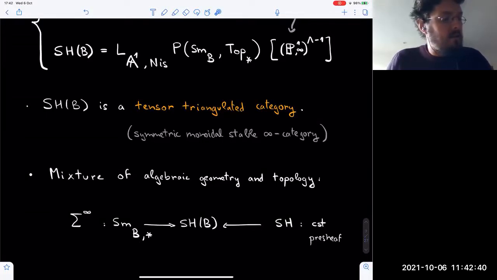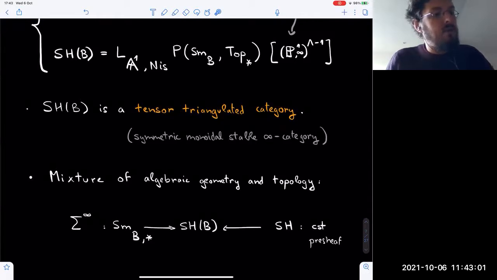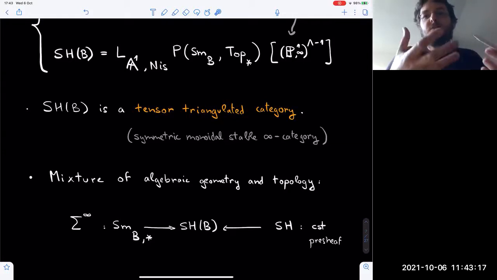You can take a base B, a smooth scheme over the base, and a point with a point. So just a section, a B point. Then you have a functor called the infinite suspension functor, which you should think of as the Yoneda embedding to get a pre-sheaf of pointed spaces, and then taking the so-called infinite suspension spectrum of this pre-sheaf. So that gives you objects in SH of B.